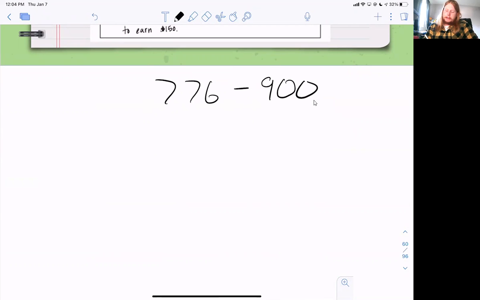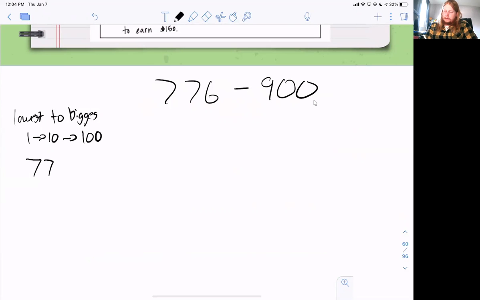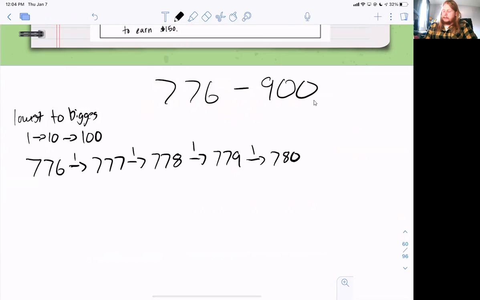So I'm going to start off by going from lowest to biggest. We're going to start with 1, and then we're going to go to 10, and then we're going to go to 100. So we're starting at 776. I need to go up by 1 to get to 777. I need to go up by 1 to get 778. I need to go up by 1 to get to 779. And I need to go up by 1 to get to 780.